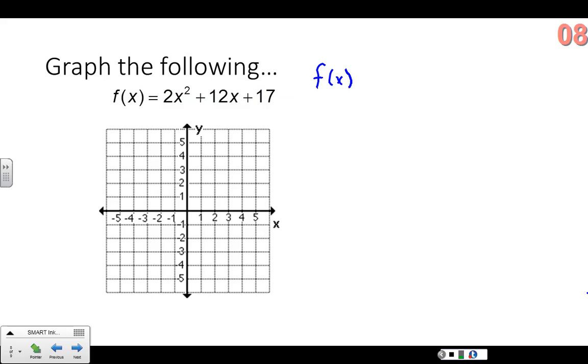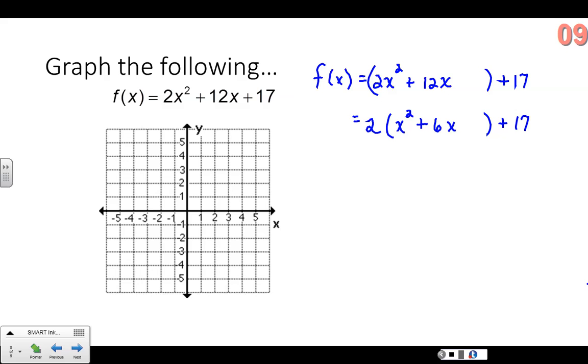I have 2x squared plus 12x. I'm going to group that together and then move that 17 out of the way. Now, I can't complete the square if I have a leading coefficient. Maybe you remember that from earlier on in the course. Maybe you forgot it, but I have to factor out the 2. So x squared plus 6x. Now, inside the parentheses, you can complete the square. So take the middle term, half it, and square it. Half of 6 is 3. 3 squared is 9. So I'm going to add a 9 here.